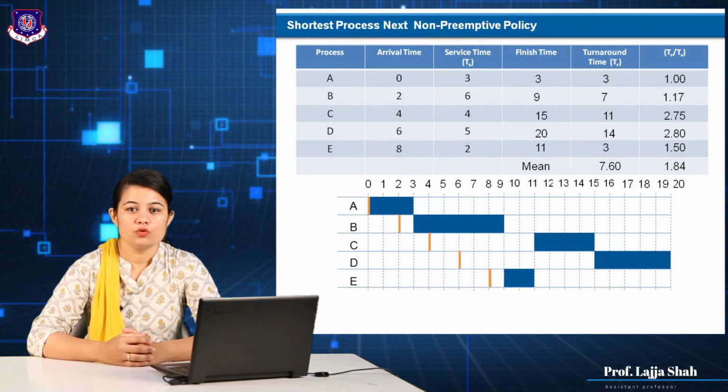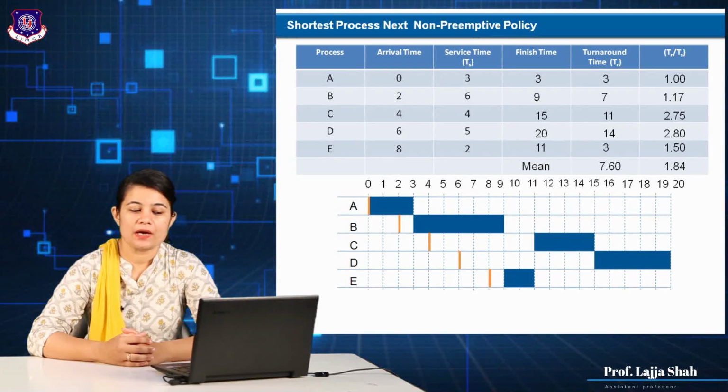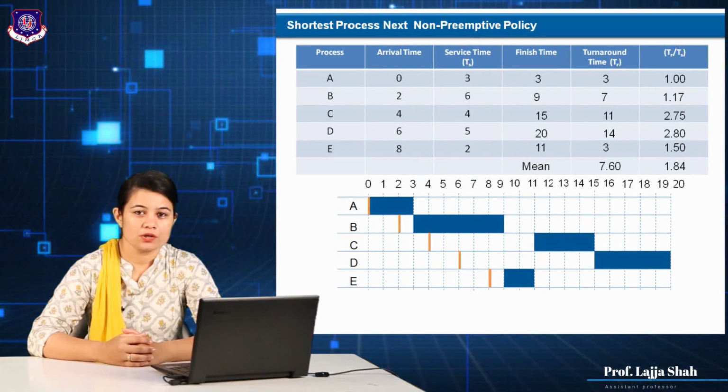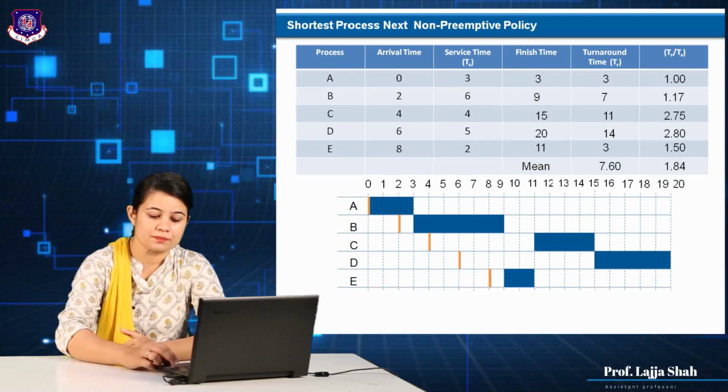I hope you have understood very well this policy, that is shortest process next. In this policy, when there are multiple processes for the execution, operating system will calculate ratio for each and every process and the process will be selected for the execution who is having the highest ratio value.